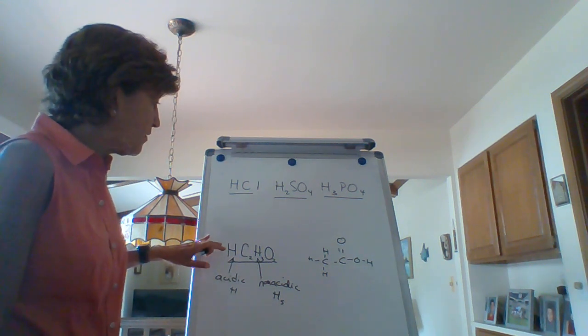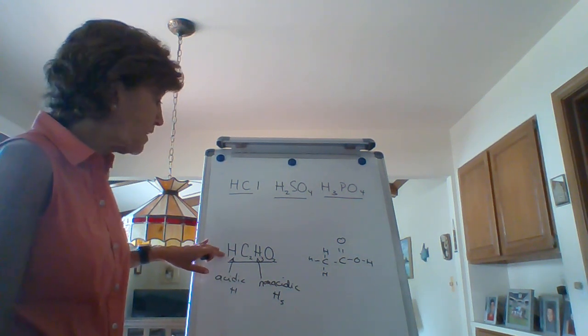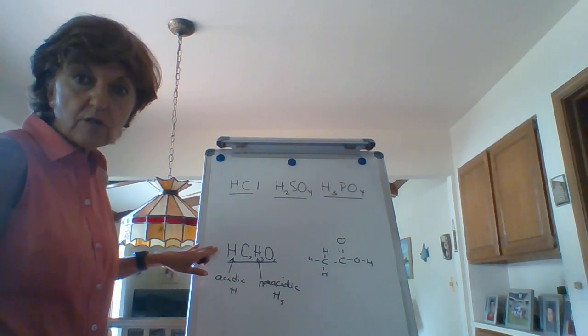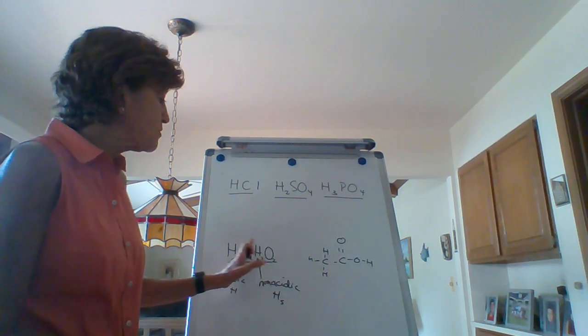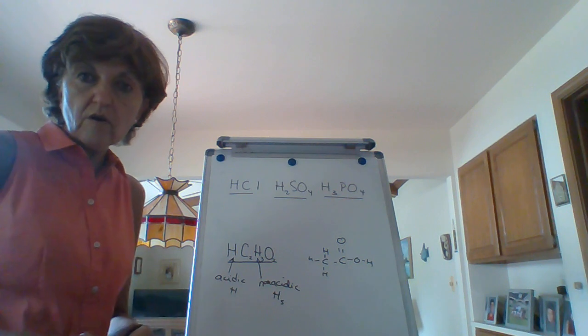Always just look at the hydrogen right in the front. That will tell you how many of the hydrogens are acidic. And then all the other hydrogens in the middle of the molecule, those are considered non-acidic.